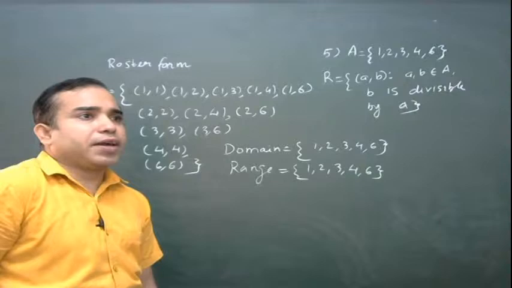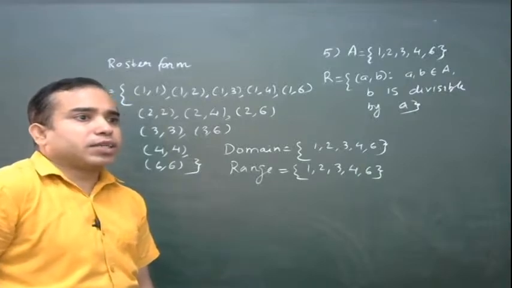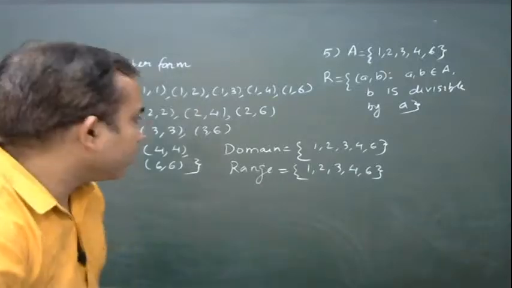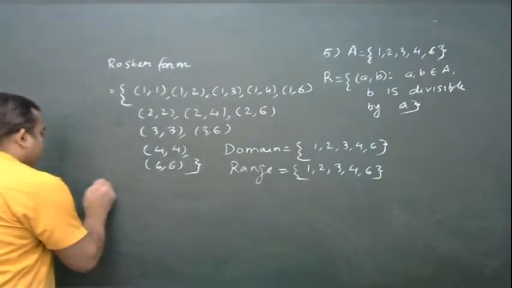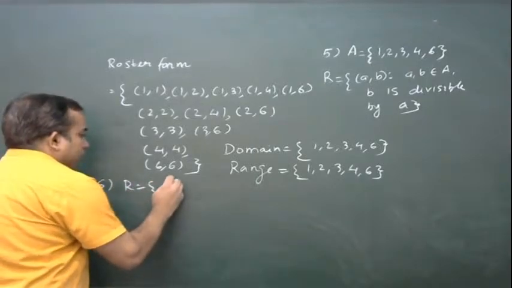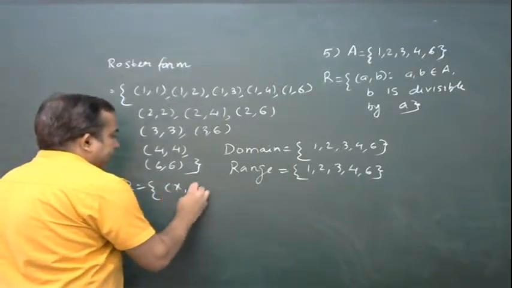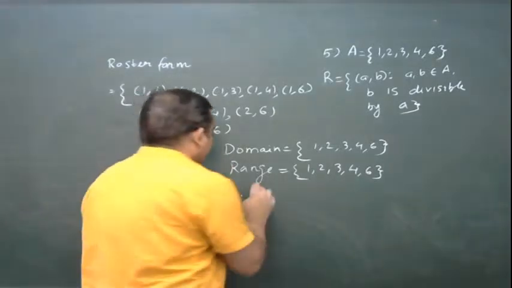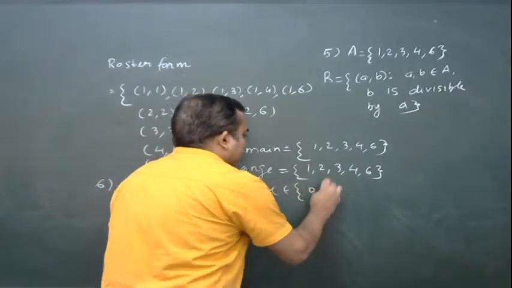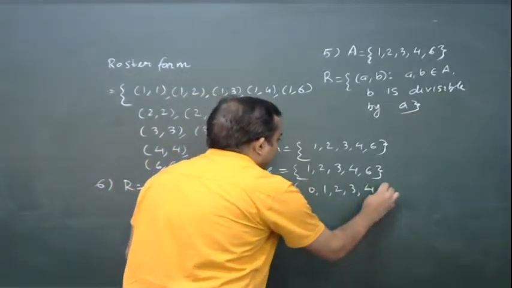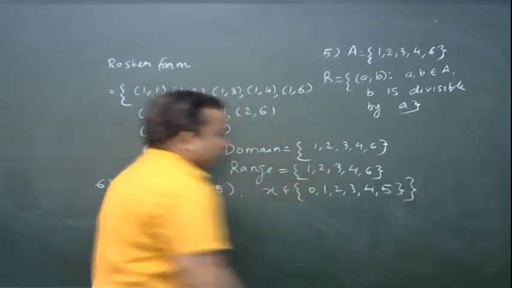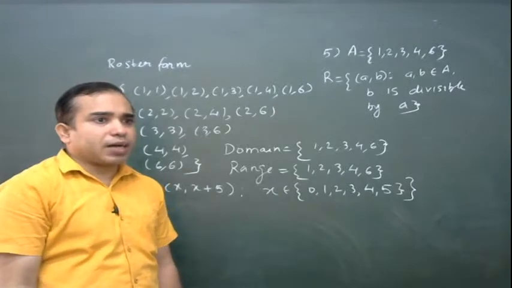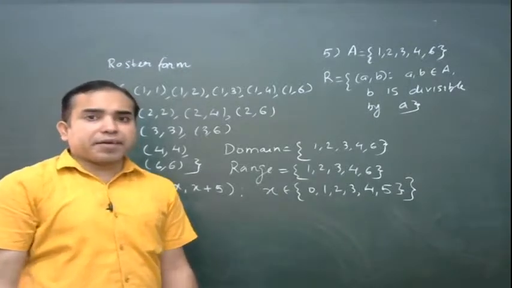Now let us move ahead and see question number 6. R is the set of x comma x plus 5 type elements, where x comes from the set 0, 1, 2, 3, 4, 5. They are asking for the domain and range.